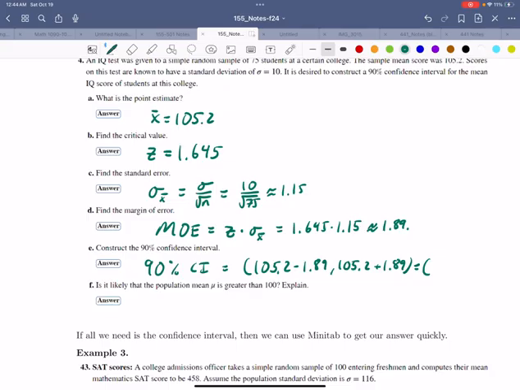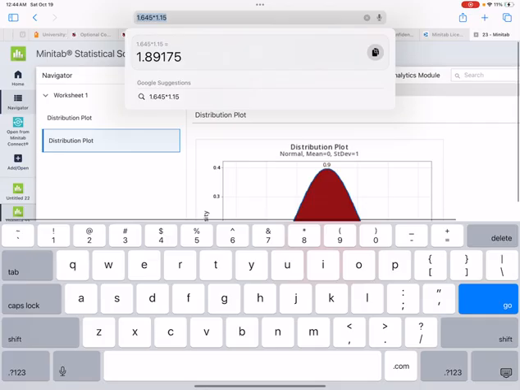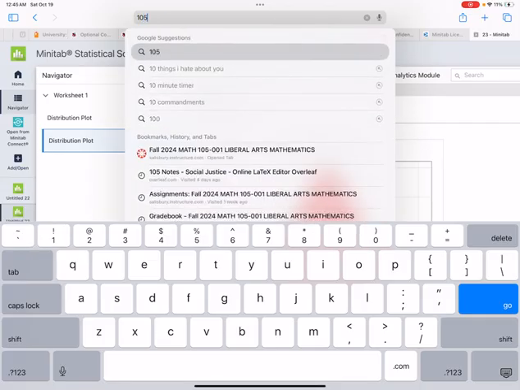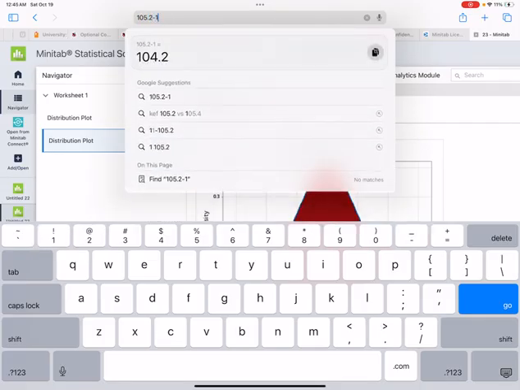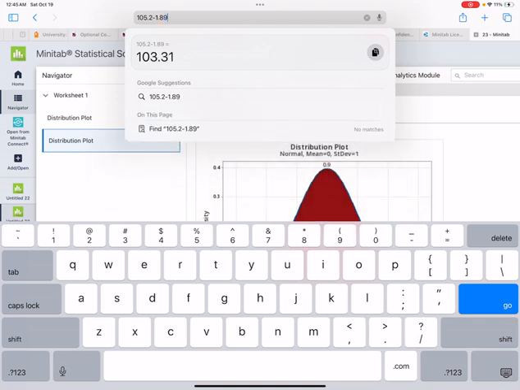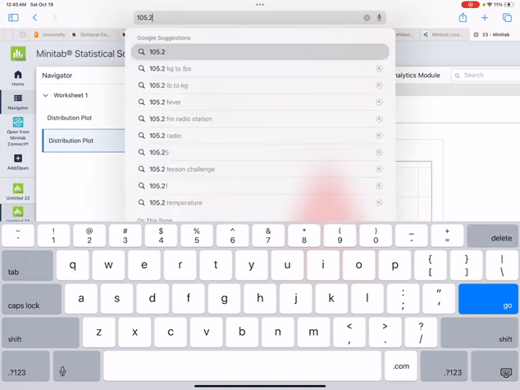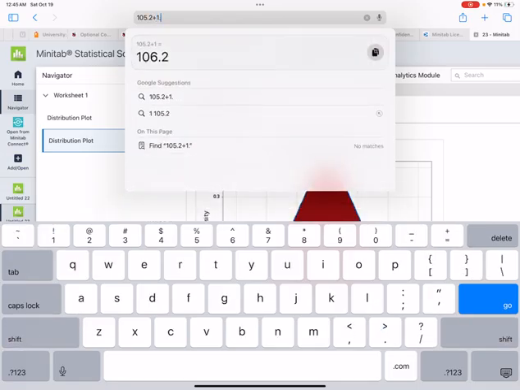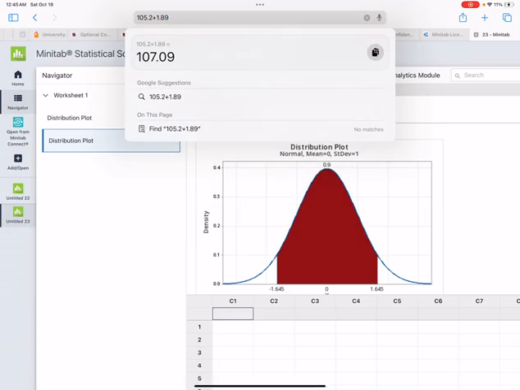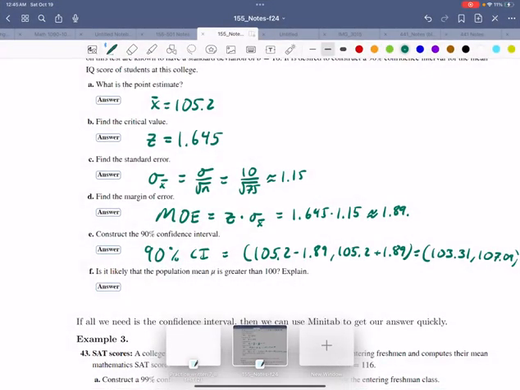This is going to be 103 point, is that 31? Am I getting that right? I think that's right. To 107.09? I have no idea. Let me try this. 105.2 minus 1.89. Yeah, 103.31, and then what's it? No, I meant to say plus. Yeah, I think I got that. Okay. My mental math isn't so bad, right? So anyway, that's what we get.